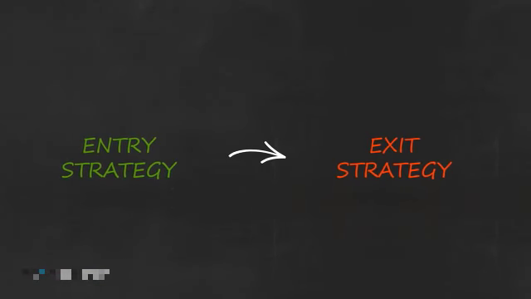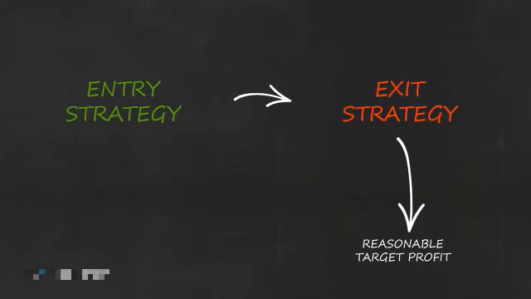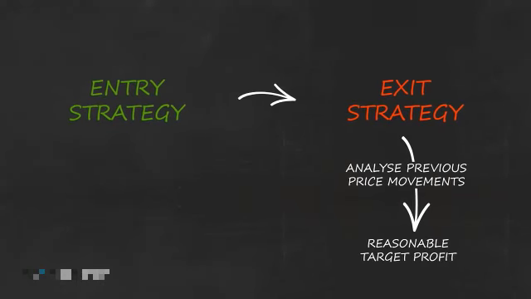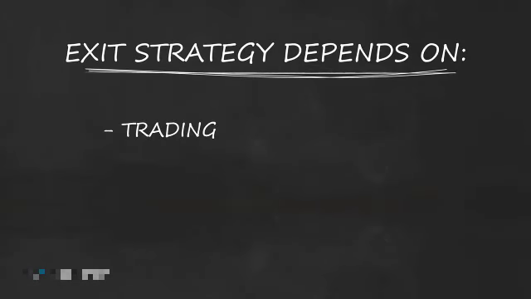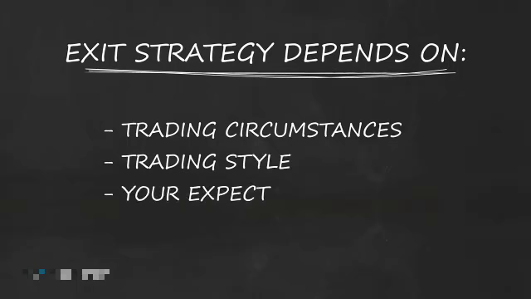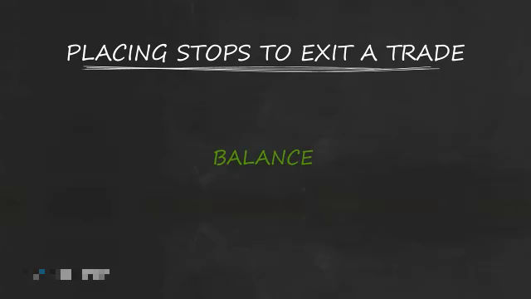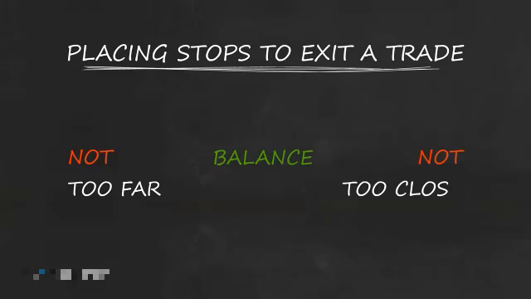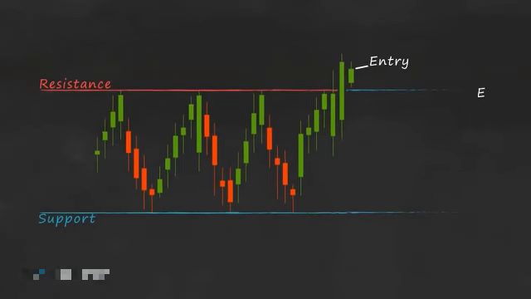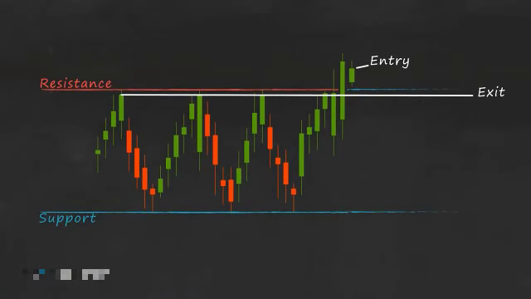Once you have determined your entry, you'll need to have your exit strategy in place. A good way to determine a reasonable target profit is to analyze the previous price movements of the financial instrument. Your exit strategy will largely depend on the specific trading circumstances, trading style, your expectations, and the risk-to-reward ratio you're using. The balance you have to consider when placing your stops to exit your trade is to set them not too far so that you don't lose too much money if the market turns against you, and not too close so that small price fluctuations take you out of your trade too early. In this case, we could decide to place it right about here, which would be at our maximum permissible loss.